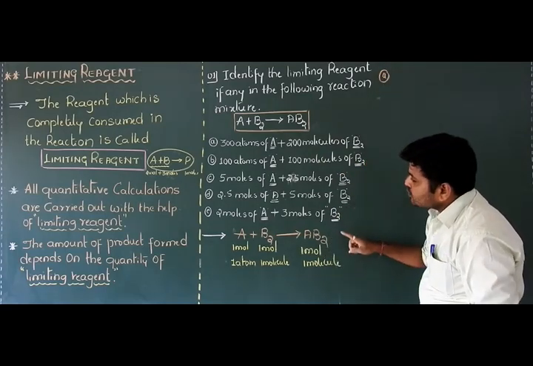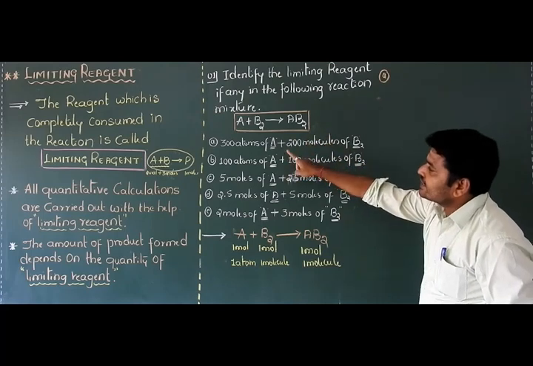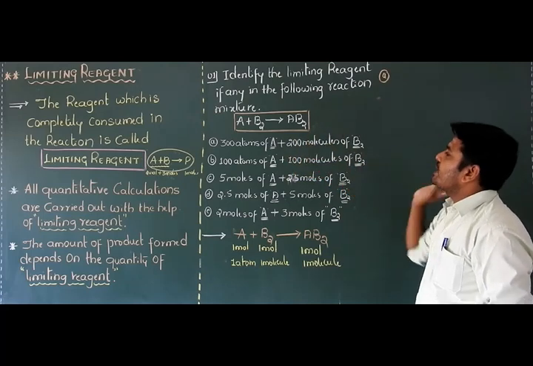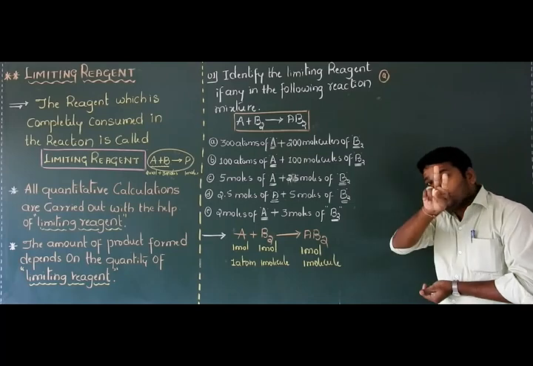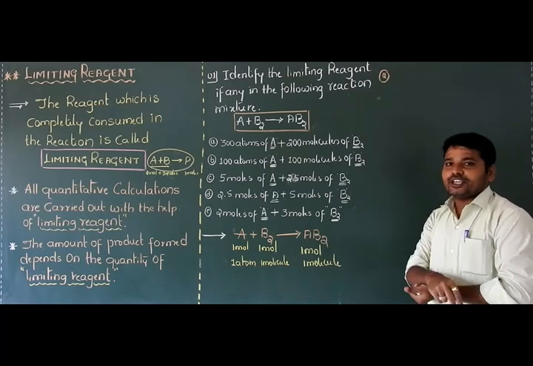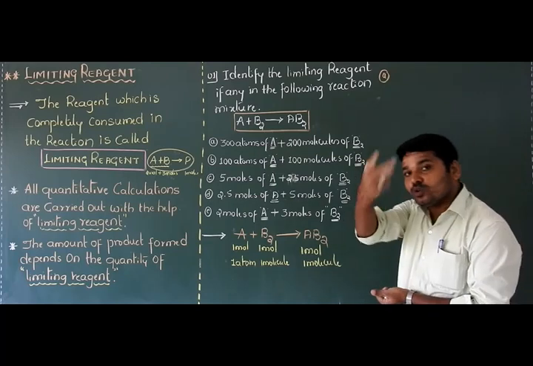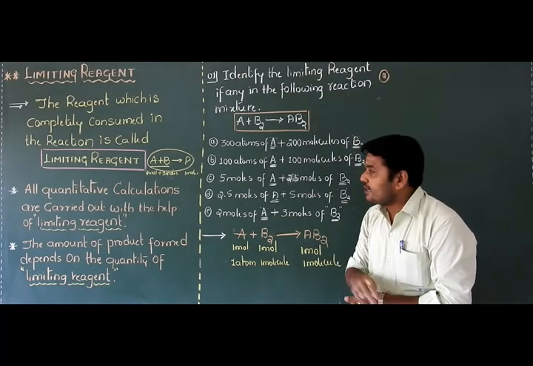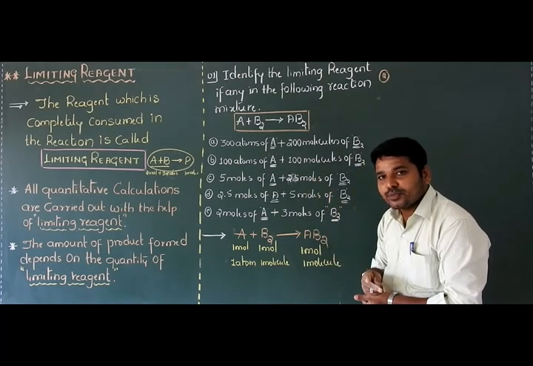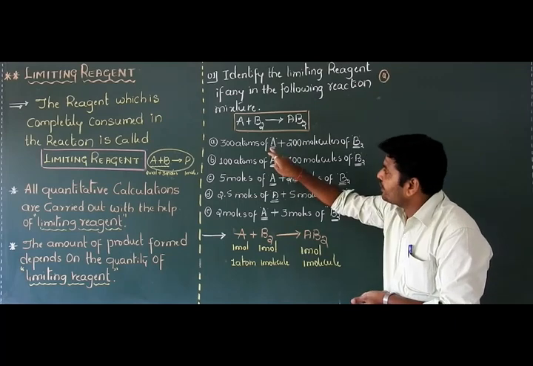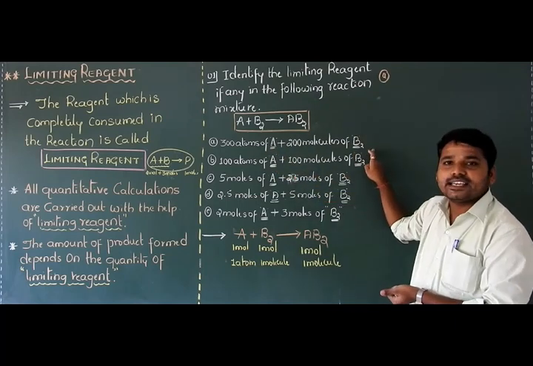Now in this first problem, 300 atoms of A plus 200 molecules of B2. So 2 reactants are present in the reaction mixture. Tell me students, what are those 2 reactants? Yes, very good. One is reactant A and the second one is reactant B2.